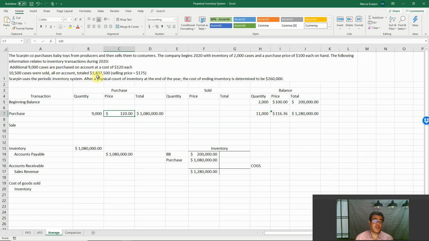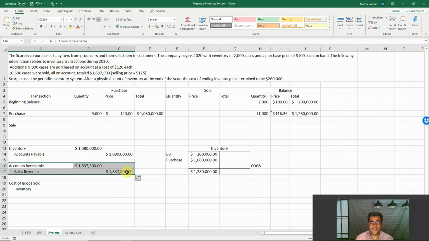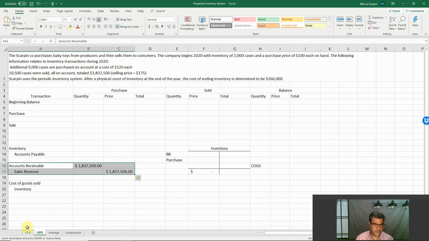10.5 thousand cases were sold, all on account, totaling $1,837,500. Selling price of 175. Okay, accounts receivable 1,837,500. Sales revenue here, and this journal entry will always be the same. It doesn't matter our inventory method. So let's copy and paste this one to our LIFO and our FIFO because it doesn't matter our inventory system. Our cash will be the same. Our revenue will be the same.